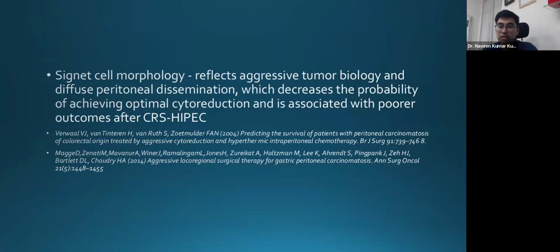Now, signet cell morphology is a very common entity which we encounter. This basically reflects an aggressive tumor biology. With this histology, there is diffuse peritoneal dissemination, so the probability of achieving optimal cytoreduction is reduced. And this is associated with poor outcomes after CRS and HIPEC. In the majority of cases, it is suggested to be a relative contraindication for doing CRS HIPEC, as mentioned in these two references which I have provided.